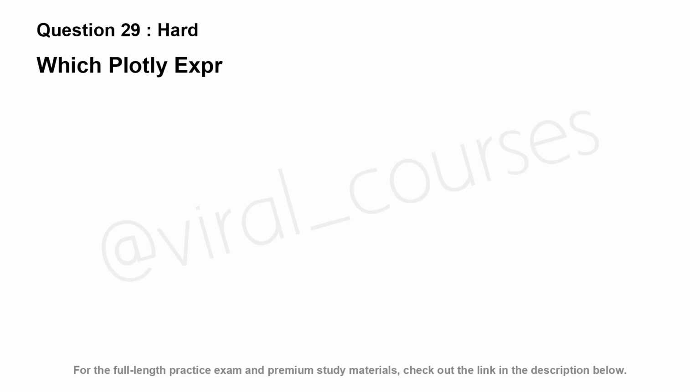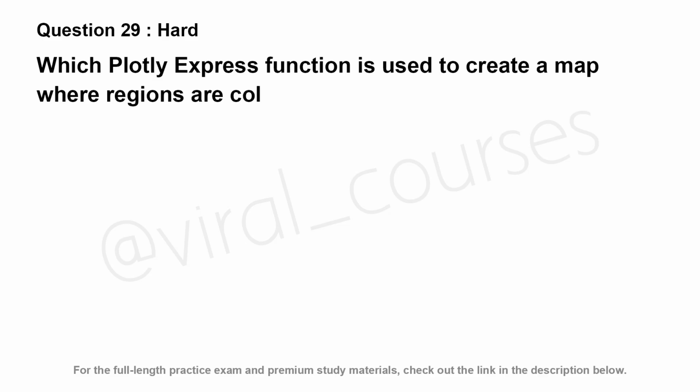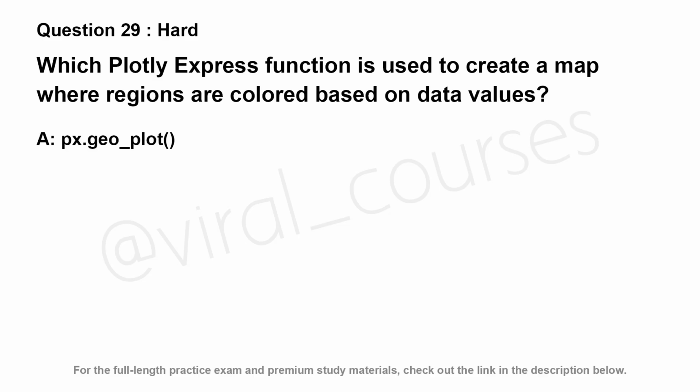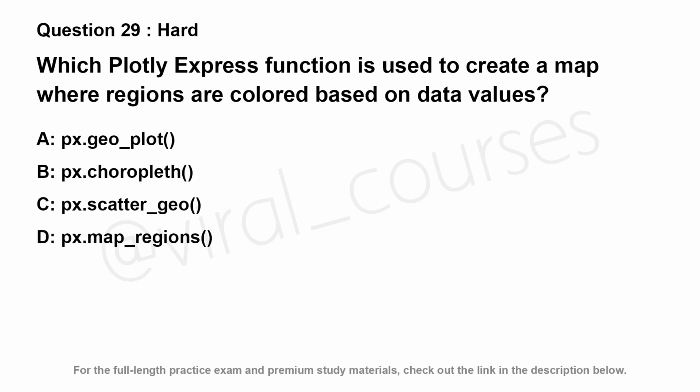Which Plotly Express function is used to create a map where regions are colored based on data values? Option A, px.geo_plot. Option B, px.choropleth. Option C, px.scatter_geo. Option D, px.map_regions.